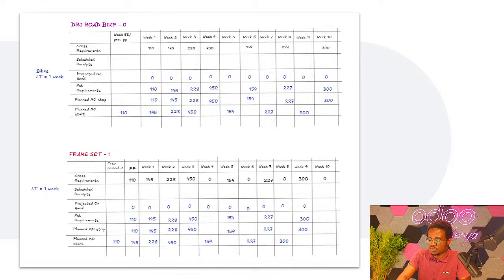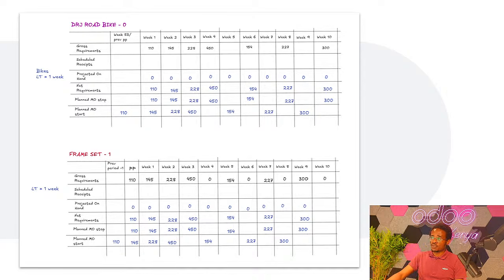Then I'm going to put 240 for the second period. Are you noticing what's happening just below? 228. And then you're going to have 450. And then 0 for this period. And then you're going to have 154 for the next period, and then 227 for the next, and then 300 for the last. And just like that, I have my manufacturing orders for the sub-assemblies based on the demands for the main assembly.